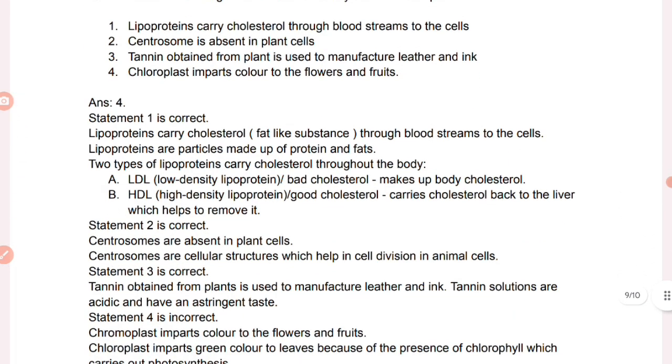Consider the following statements and identify the incorrect option. Lipoproteins carry cholesterol through blood streams to the cell. So statement 1 is correct. Lipoproteins carry cholesterol. What is cholesterol? It is a fat-like substance through blood streams to the cell.